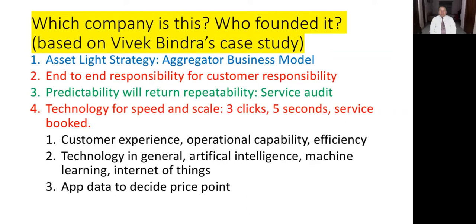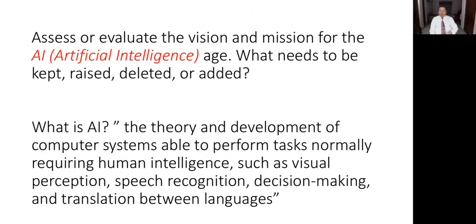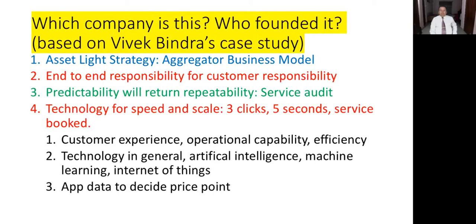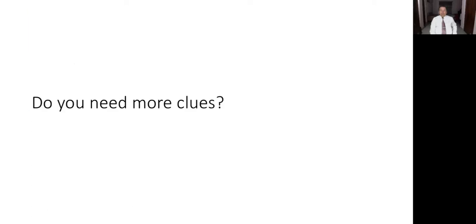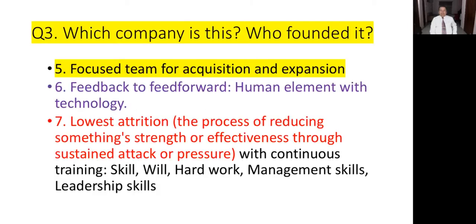Technology in general, artificial intelligence is used, machine learning is used, Internet of Things is used, app data to decide price points. They have automated all the business processes. They are becoming the AI company, which is that company. Can you think about it? Pause a while, think about it. Do you need more clues? Perhaps you didn't get it.